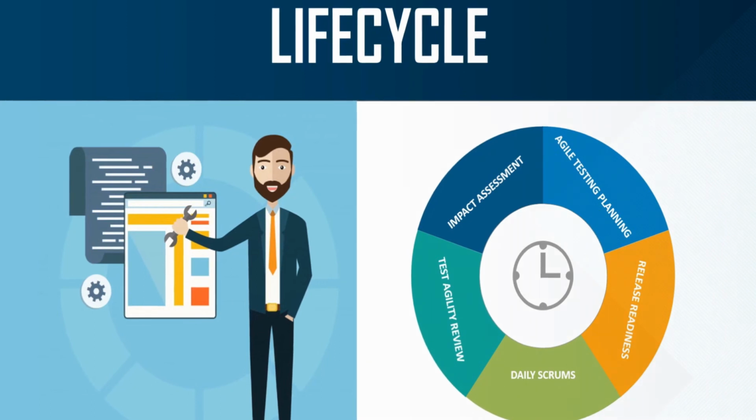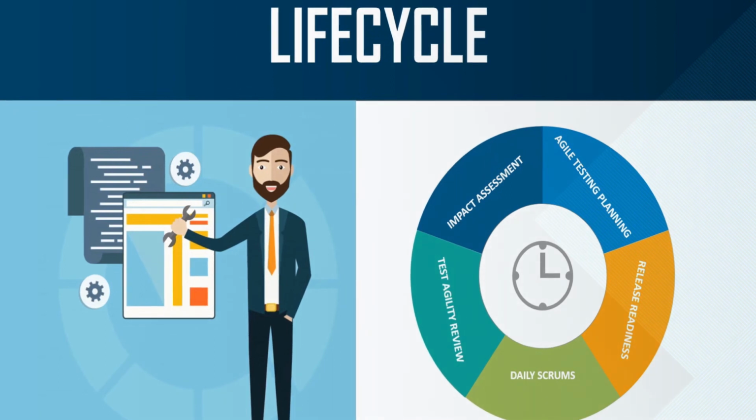Release readiness. At this stage, you have to review the features that have been developed and check if they are ready to go live or not. Daily scrums. This phase includes the everyday morning meetings to check on the status of testing and set the goals for the day. Test agility review. The final phase involves the weekly meetings with the stakeholders to review and assess the progress against milestones.